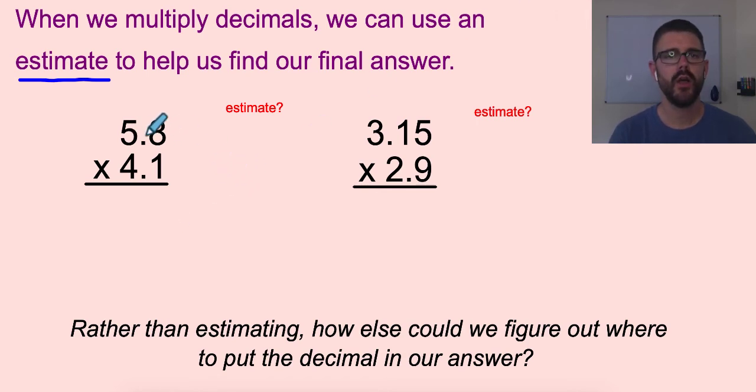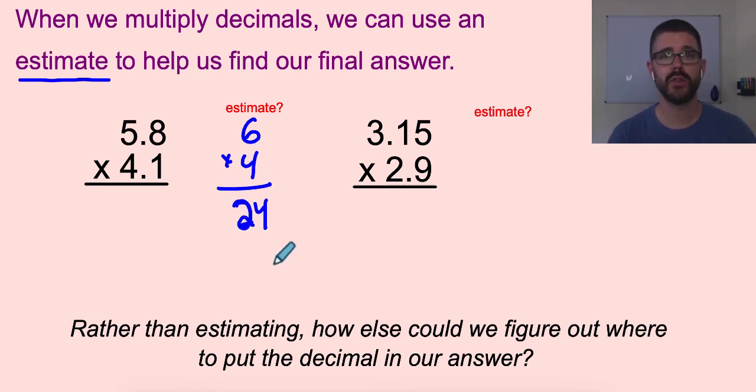All right, so 5.8, that's about 6. 4.1, that's just a little over 4. So that's really just a 4. So a quick estimate says we're going to get an answer somewhere around 24, something very close to that.